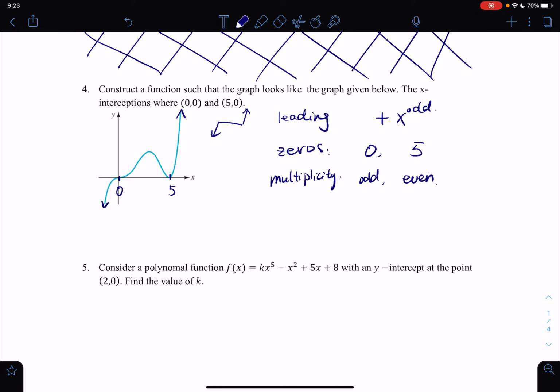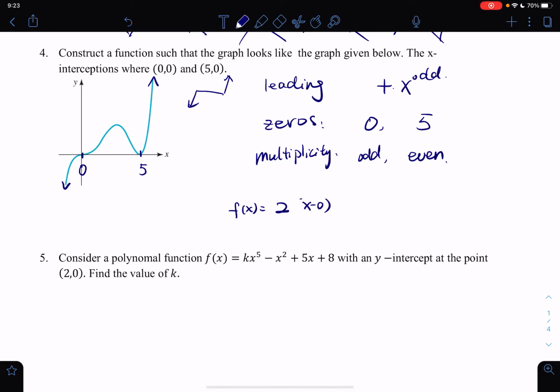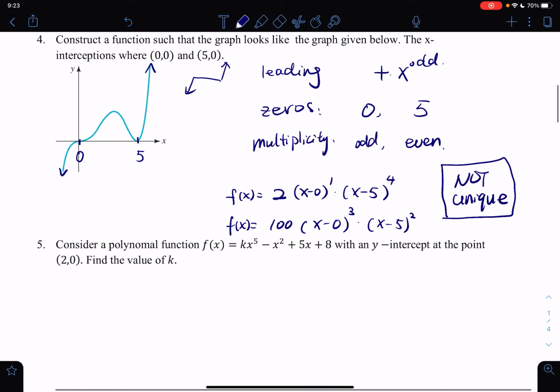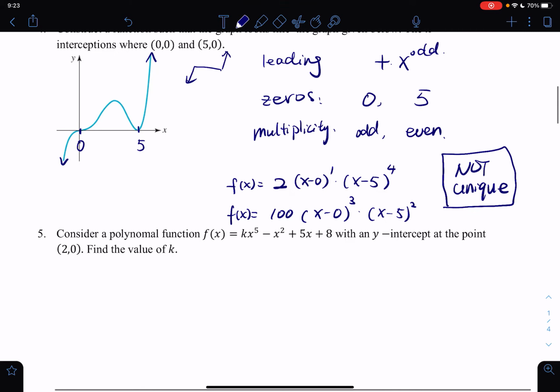Therefore, all I need to do is propose some function that makes this structure make sense. For example, I could have positive 2, right? And x minus 0 to an odd power, and x minus 5 to an even power. I could have f of x be a positive coefficient in the front, x minus 0 to an odd power, x minus 5 to an even power. They're all going to work out. So the solution is not unique. And in order to have the solution be unique, we need some extra information, which is not exactly what we are asking here. I may be asking something that provides you with a unique solution, so you want to make sure you take advantage of all the information given to you.